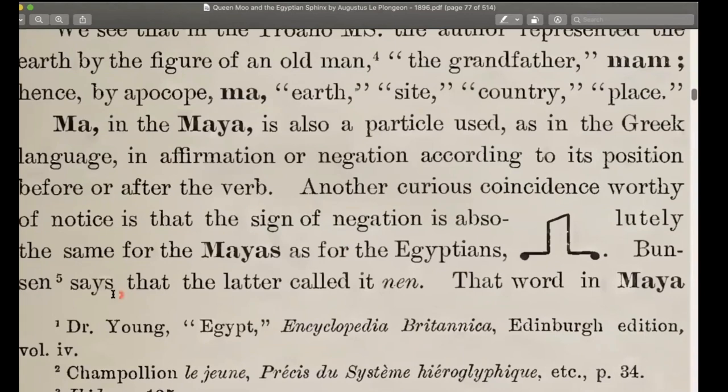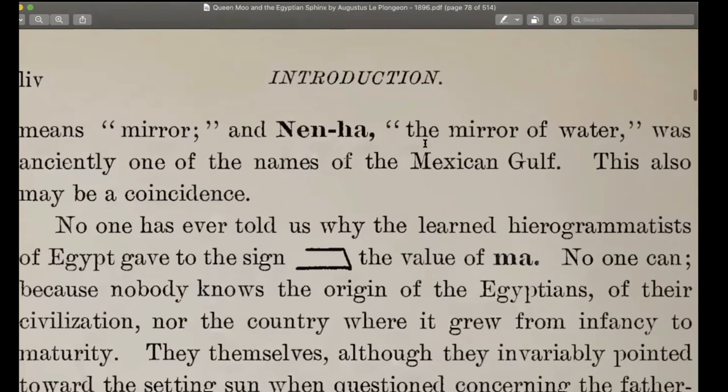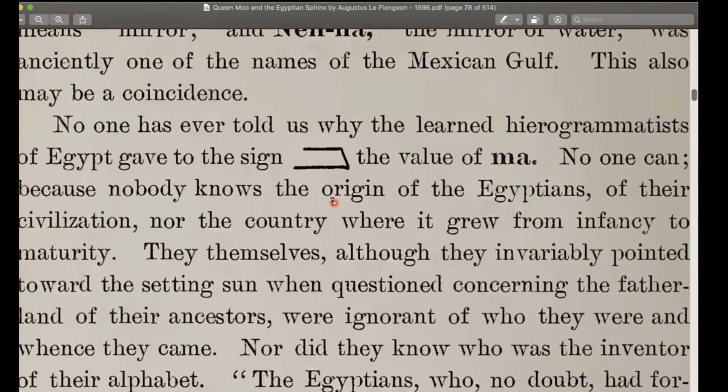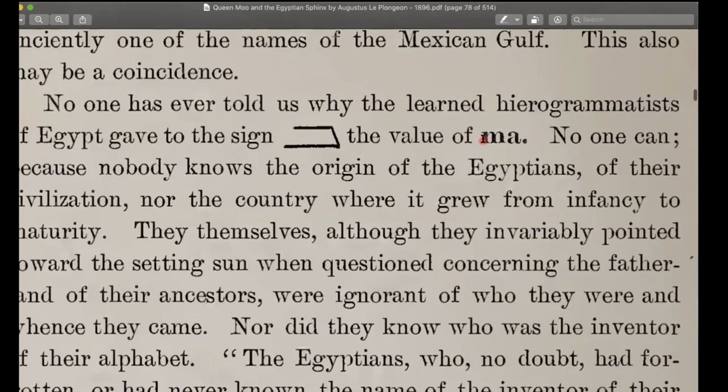Bunsen says that the latter called it Nen. That word in Maya means mirror, and Nenha, the mirror of waters, was anciently one of the names of the Mexican Gulf. This also may be a coincidence. You see that? No one has ever told us why the learned hierogrammatist of Egypt gave to the sign the value Ma. So how did they come up with this?